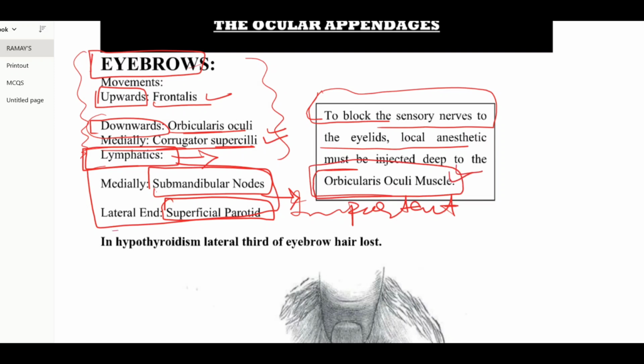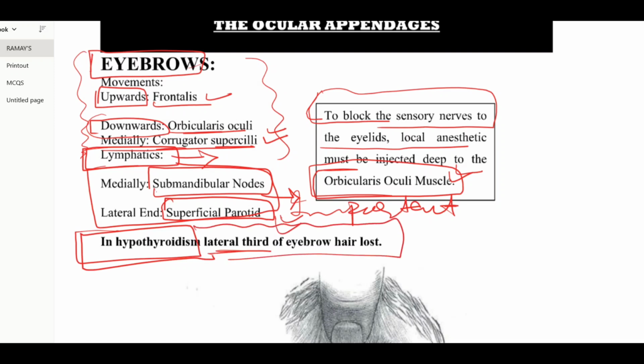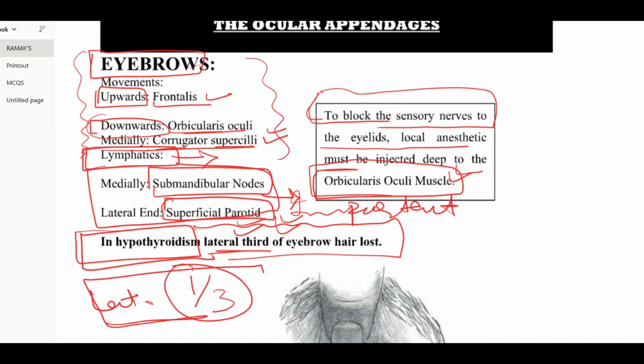In hypothyroidism, there are a lot of signs and symptoms present in the eyelid and the structures around the eyelid. So the most important sign is that the lateral 1/3 of the eyebrow hair is lost. Okay, lateral 1/3 of the eyebrow hair is lost.